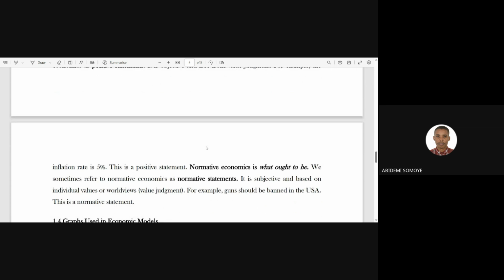What about normative? Normative economics is what ought to be. We refer to normative economics as normative statements. It is subjective and based on individual values or worldviews. We usually say value judgment. For example, I make this example a lot: guns should be banned in the USA. This is a normative statement. Or the inflation rate ought to be, or economic growth should be.